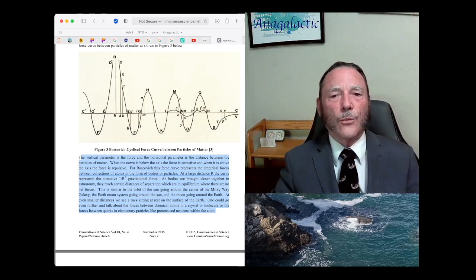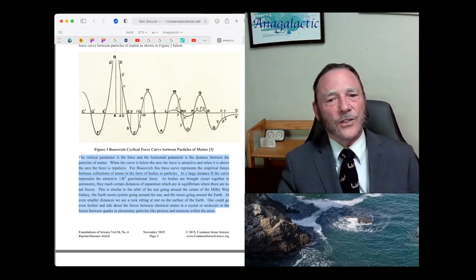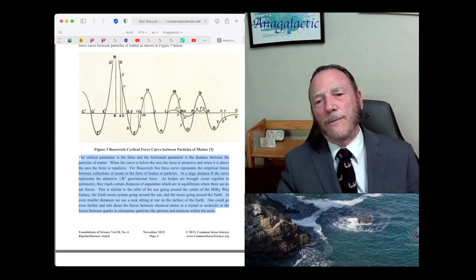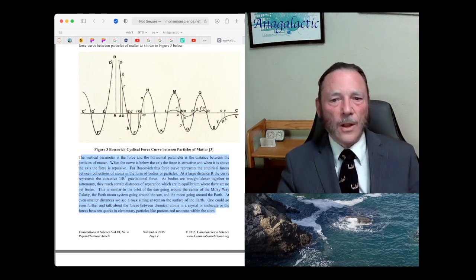So it's very important to realize that the curves in this line are not changes in direction. It's nothing to do with direction. Only the linear part is direction. The curved part is a relationship between distance and force. When the curve is above the line, it's attractive force. When it's below the horizontal line, it's repelling force.